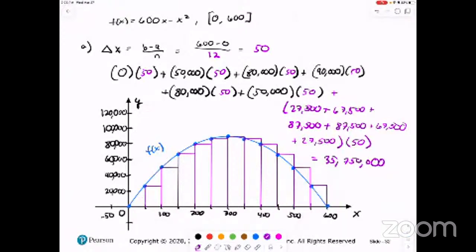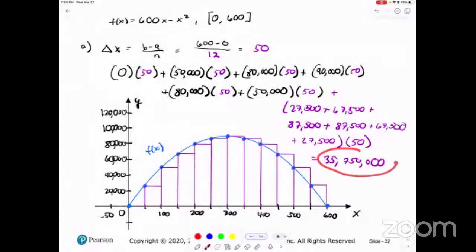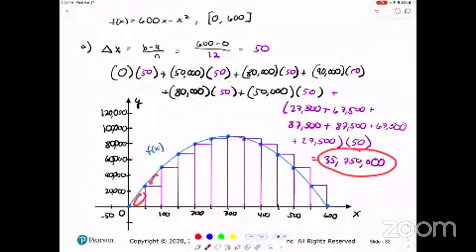So long story short, what you should notice is that initially we had 35 million, and then when we did more subintervals, we got a better approximation, right? It's less of these little gaps, right? It's getting closer and closer to the curve. So the more subintervals that we take, the better our approximation is going to be. That was the whole moral of the story there, right?